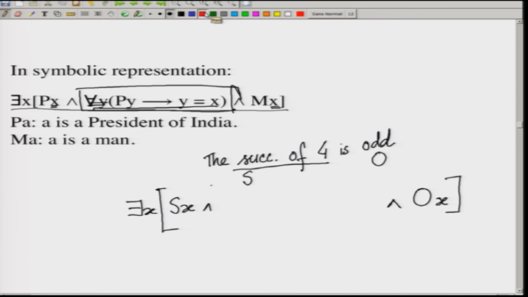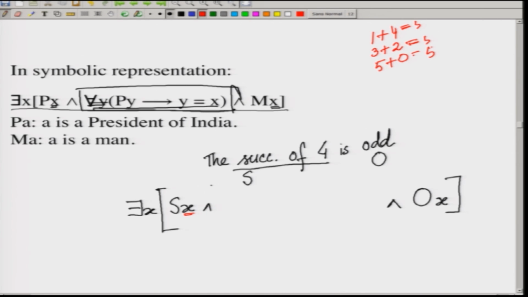We have to now say if anything is the successor of 4, then that is identical to this very x, the existing x. For example, 1 plus 4 is definitely the successor of 4. Also 3 plus 2 is the successor of 4. Now, you see they all happen to be 5, they are all identical to 5, or 5 plus 0 is also the successor of 4.